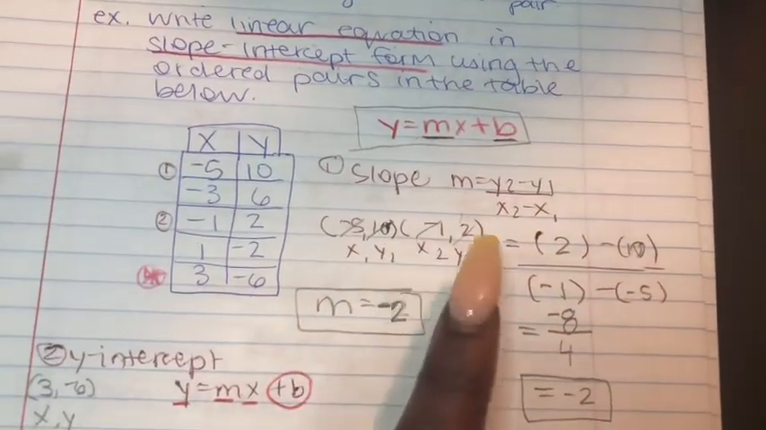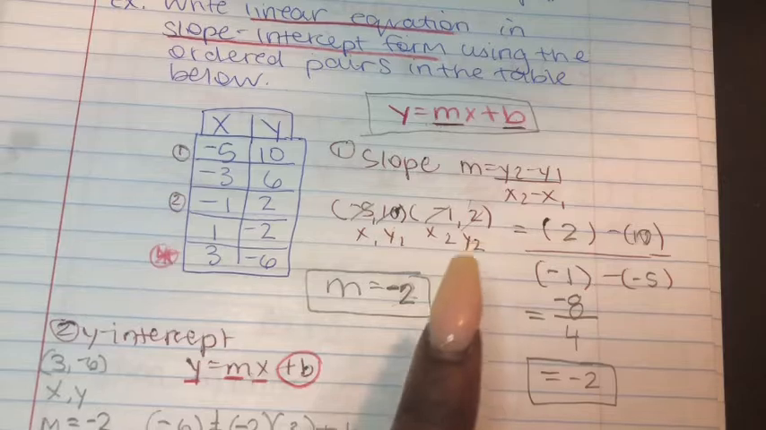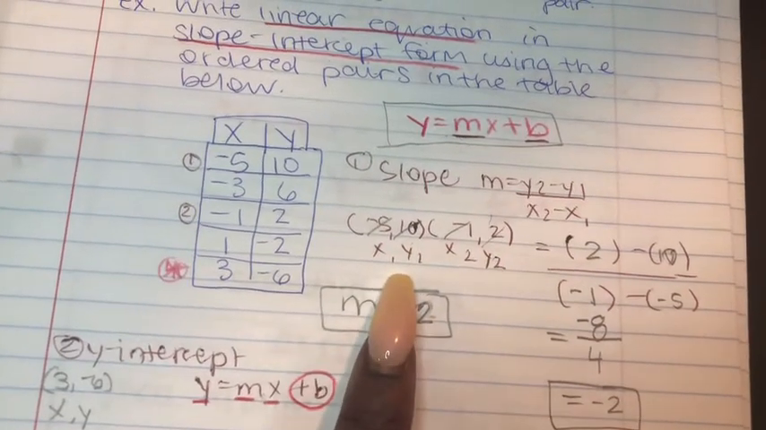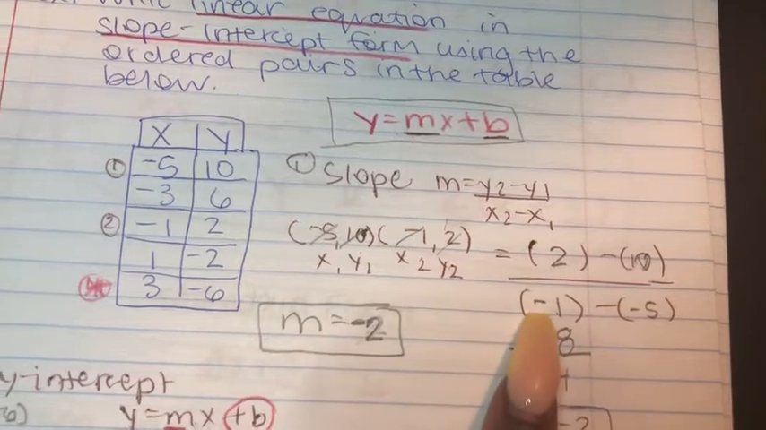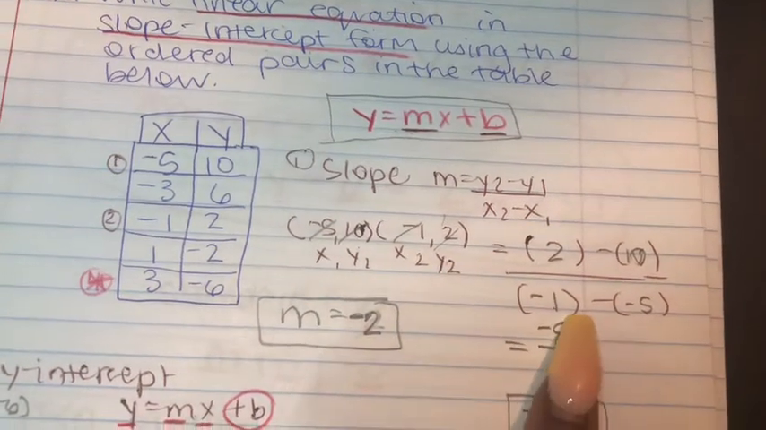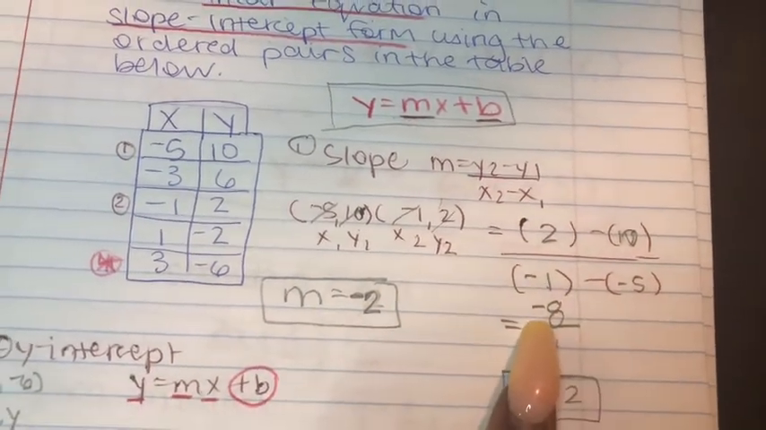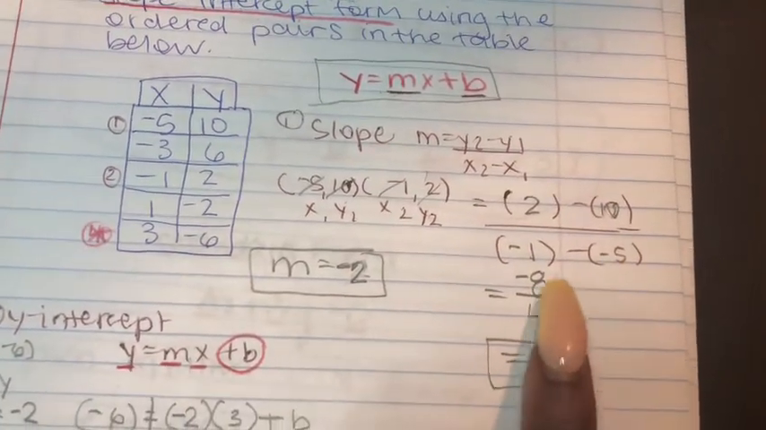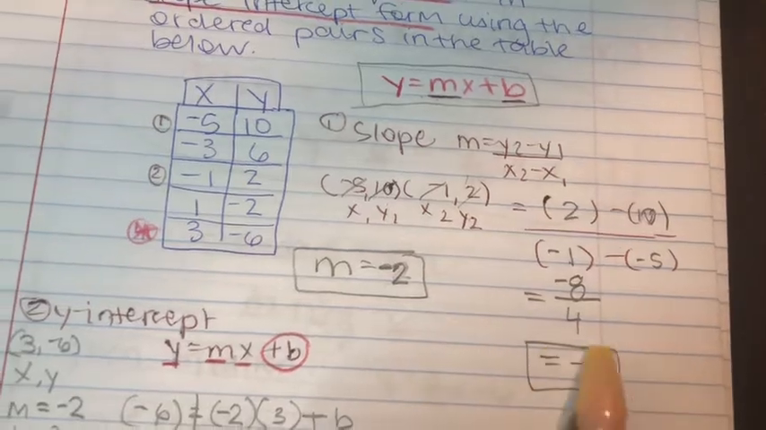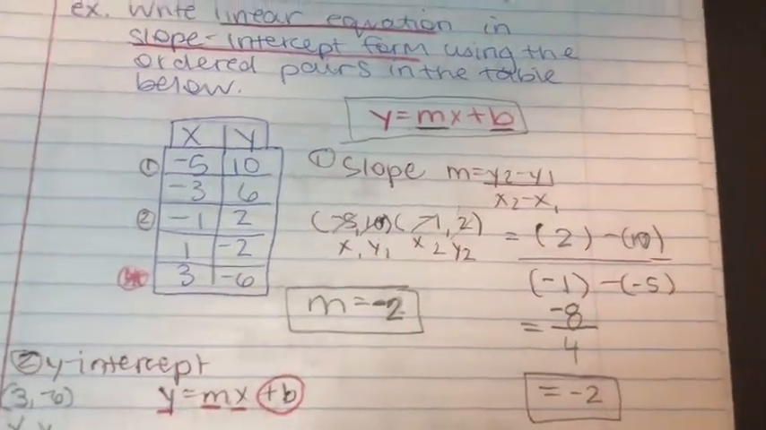So here we have me calculating slope using the slope formula. Here are the ordered pairs that we are substituting into the formula. As you can see, I crossed them off after I inputted them. I subtract the numbers across, and then I divide the numbers up and down. And here we go, my final answer, m equals -2.